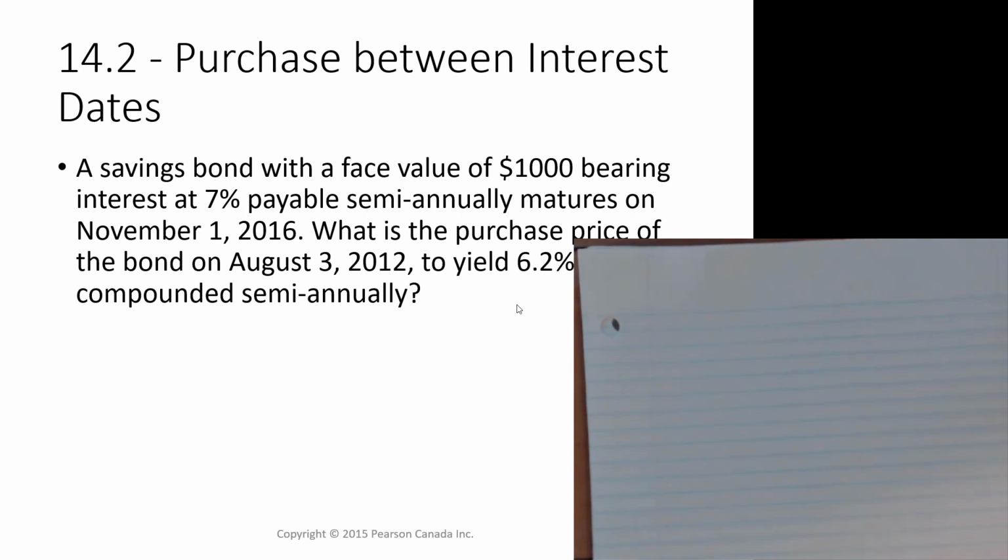So we have a savings bond, face value of $1,000, bearing interest at 7%, payable semi-annually. So now we know how to calculate the coupon payment. Matures on November the 1st, 2016. What is the purchase price of the bond on August the 3rd, 2012? To yield, aka the market rate, 6.2% compounded semi-annually.